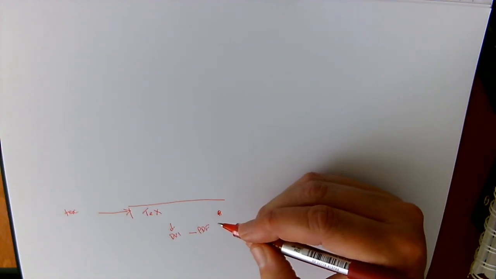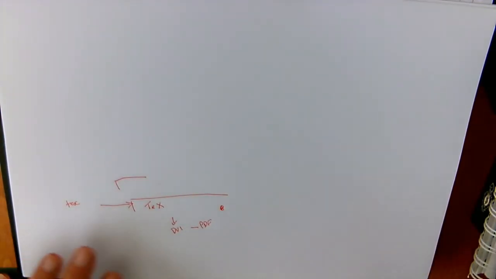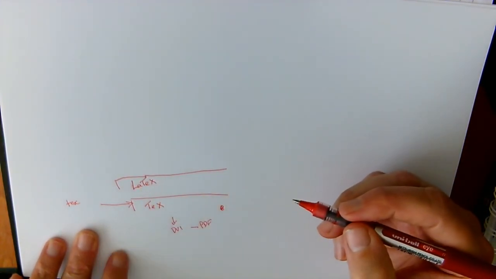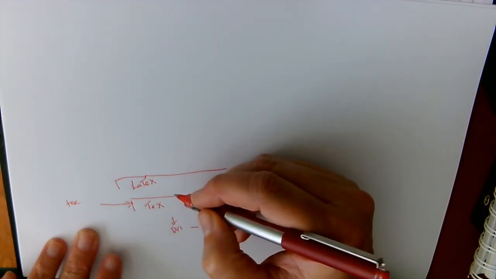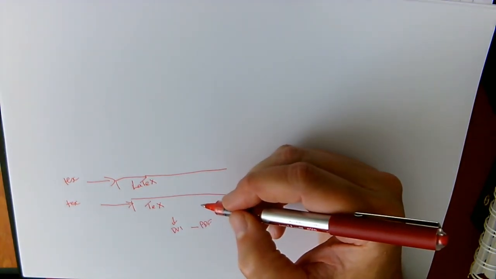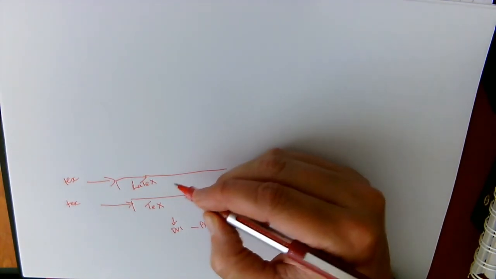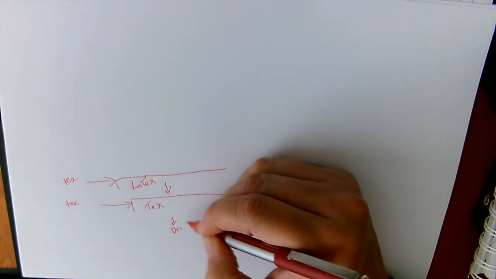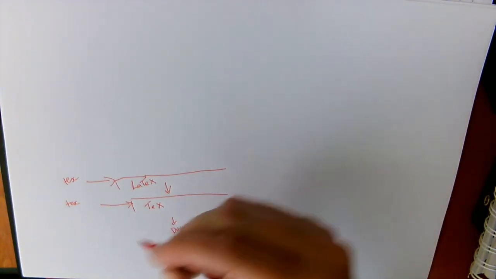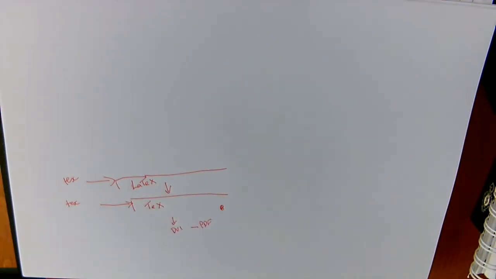So, a chap called Leslie Lamport came along and said, look, I can simplify this. And what he did was he wrote a load of macros that go over the top of it, which he called LaTeX. What LaTeX is, in essence, is a preprocessor which takes a LaTeX file, which is a specially formatted TeX file, basically. There's a whole load of macros defined, which then get reduced down to TeX and fed into the TeX processor and output as whatever. So LaTeX simplifies somewhat the use of TeX.